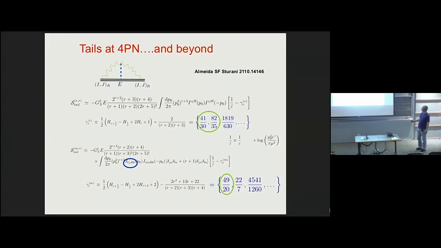And in particular, you recover the 41/30, which I showed you before, the 4PM result. And the new number, which you need at 5PM, which is this 82/35 for the mass octupole.